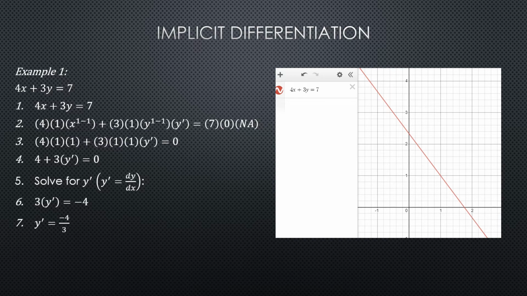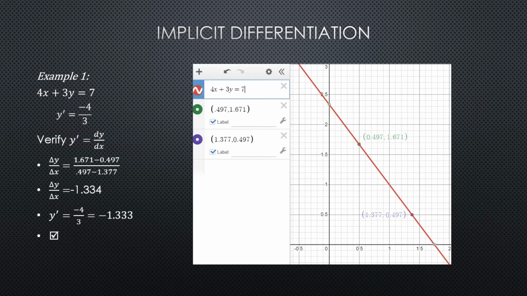And now we want to solve for the y prime. At this point, I'm going to tell you that y prime is equal to dy dx. So we've got 3y prime equals minus 4, and now y prime equals negative 4 over 3. And I've plotted the original function in Desmos so you can see what that graph looks like.